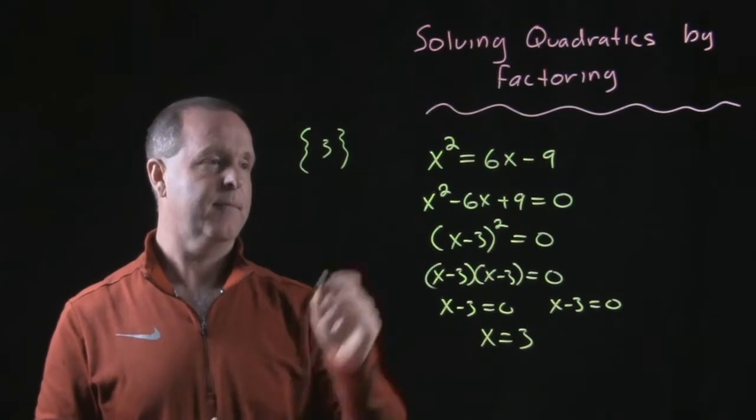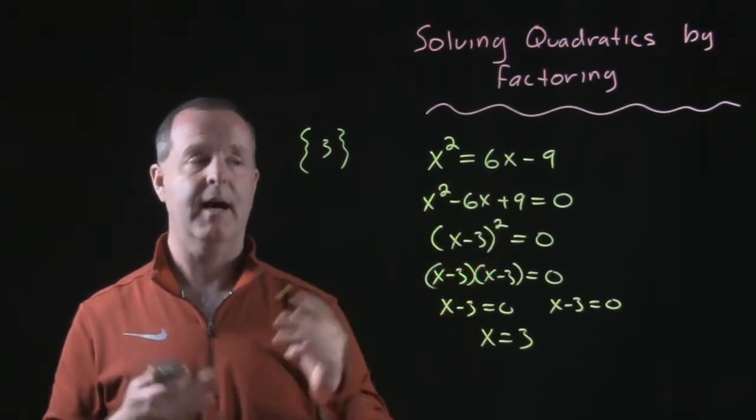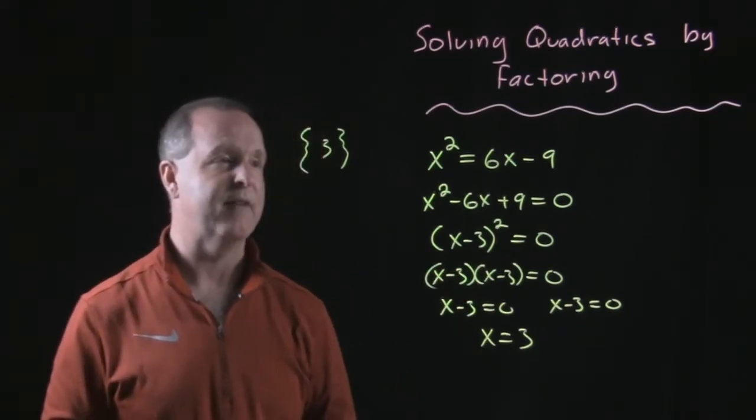And there's my solution set. And I could check that. 3 squared is 9. 9 equals 18 minus 9. 9 equals 9. So that is a valid solution.